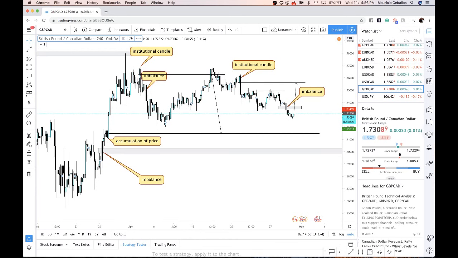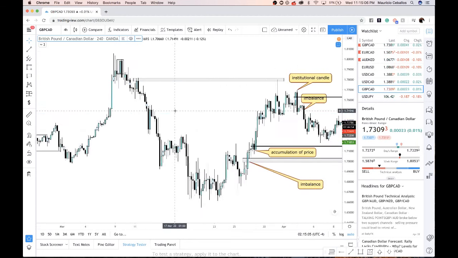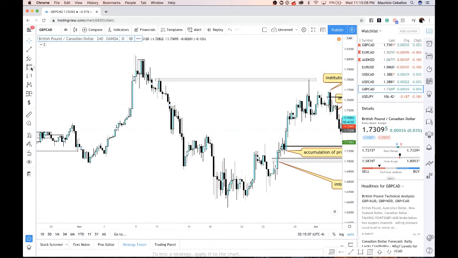Are accumulation price candles always 3 candles, or can it be more? It can always be more. Accumulation price can always be more. For example, when it comes to this over here, right here you have accumulation price.